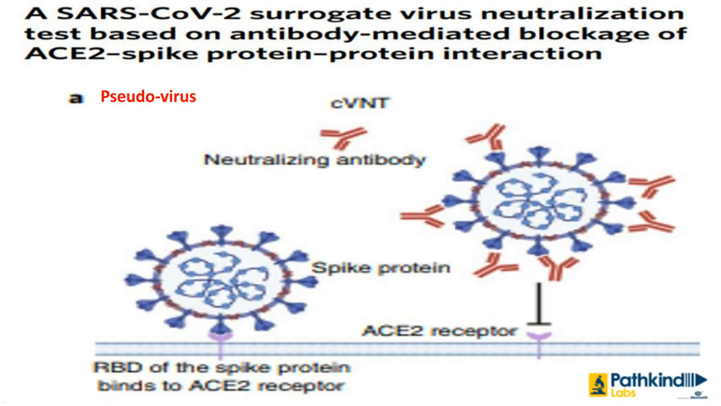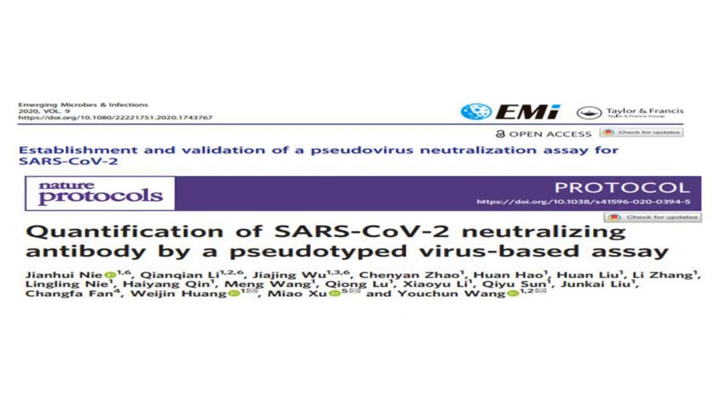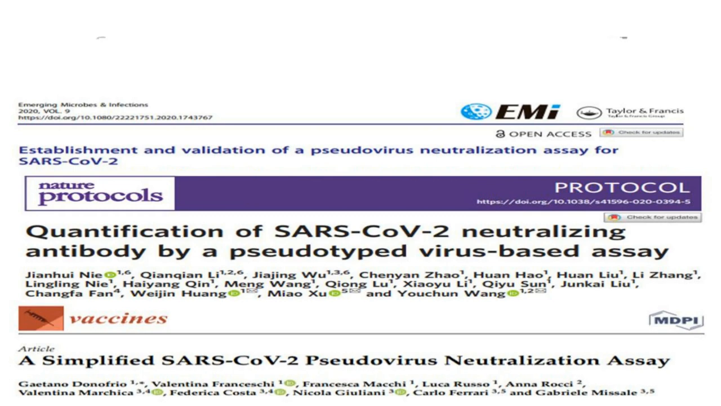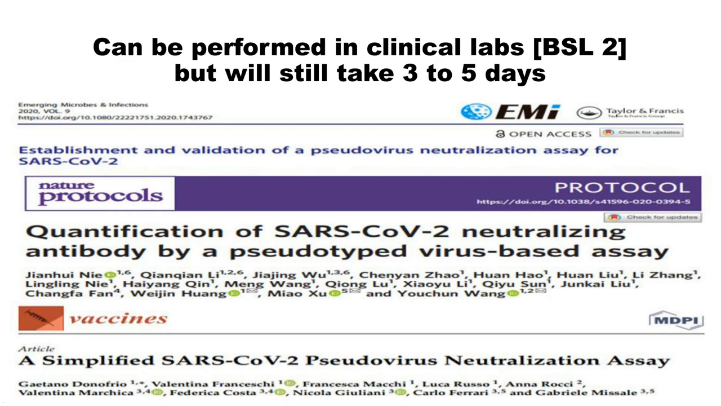So scientists made pseudovirus since we were interested only in the spike protein. The gene coding for the spike protein was inserted into a harmless virus, and a pseudovirus was created which would provide the same information. This was created initially and reported in China, subsequently in Italy, and this enabled labs with BSL-2 facility to perform the test. But it still took 3 to 5 days.